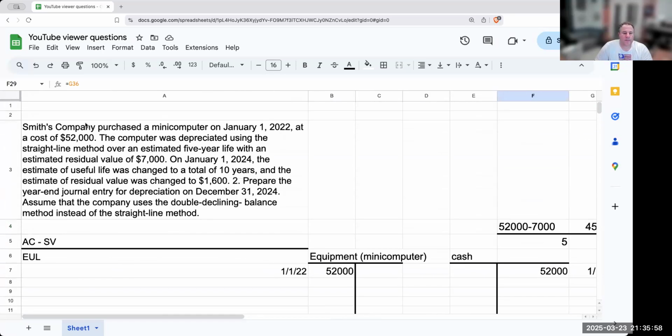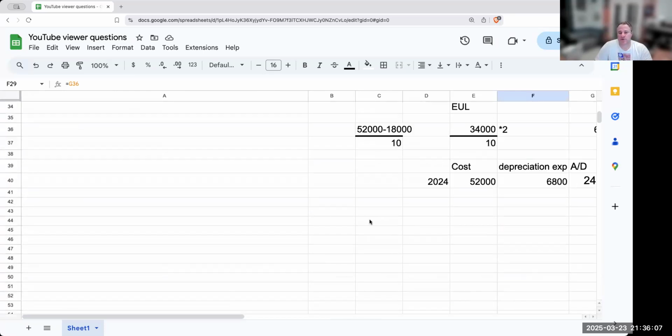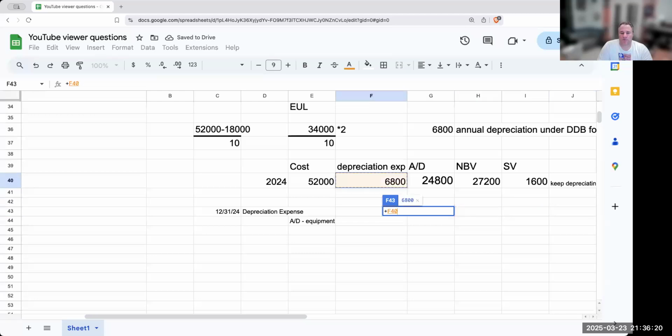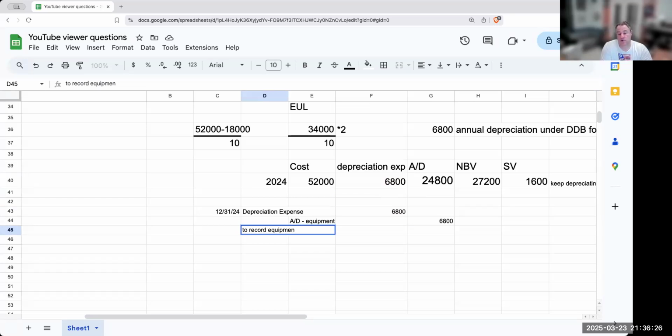So let's see what this asks. Prepare the year-end journal entry for depreciation on December 31st, 2024. So what I would do is I would say 12/31/24. I would debit depreciation expense. I would credit accumulated depreciation on equipment. And this would be for 6,800 and 6,800. Record depreciation expense.